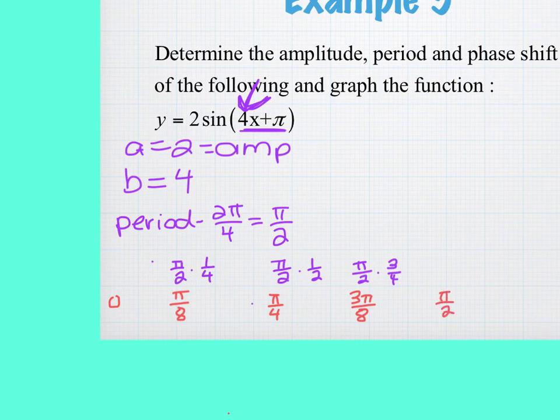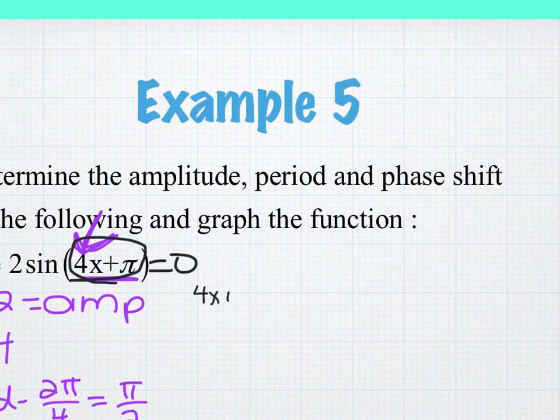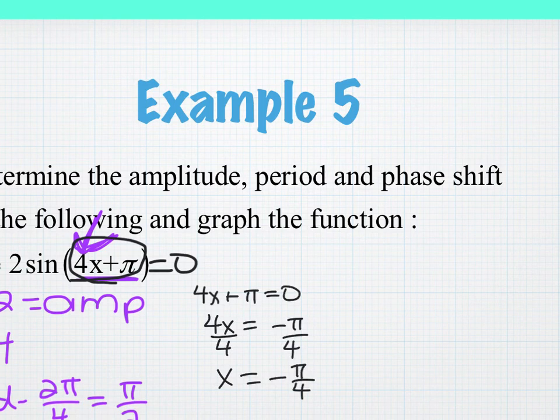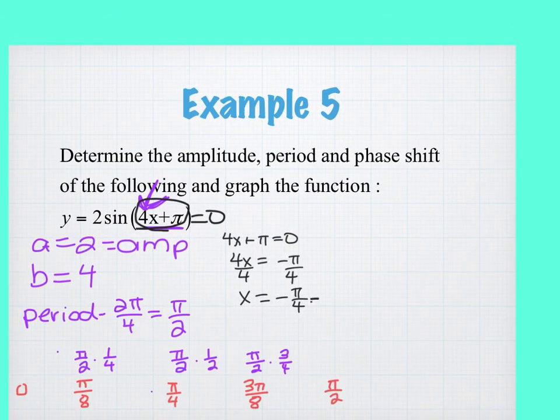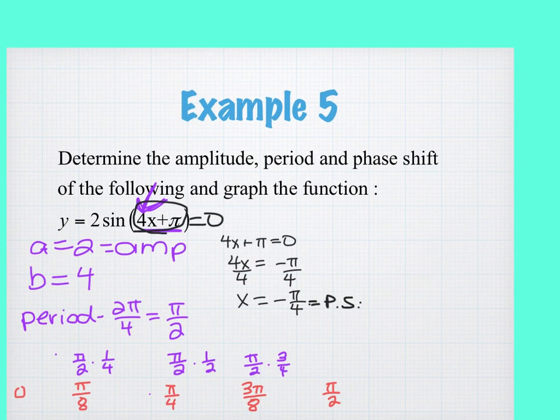Now here's where it's different. I have to figure out my phase shift. So the phase shift comes by setting this parentheses equal to 0. So if 4x plus pi equals 0, I would get 4x equals negative pi, divide by 4, x equals negative pi over 4. So that's my phase shift. It is negative, which means all these points are shifting to the left, which should make sense because in my initial equation, it's a positive and the horizontal always happens opposite.